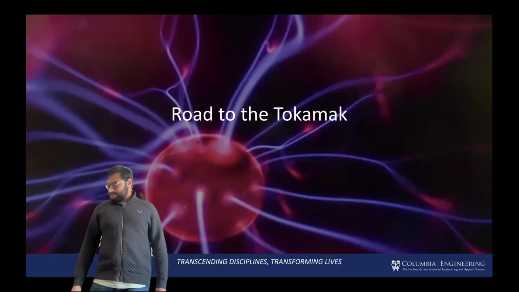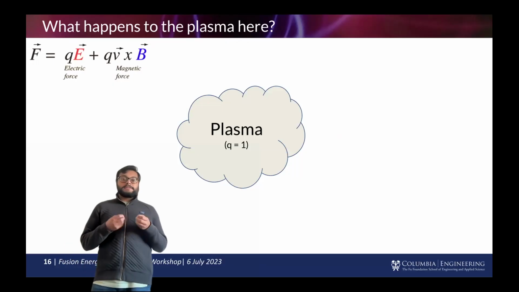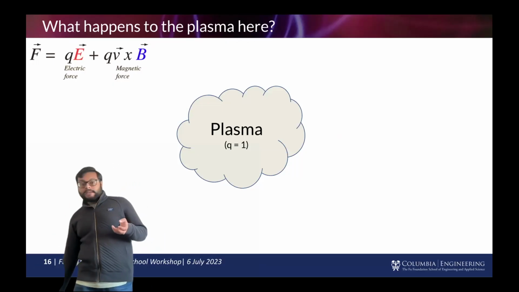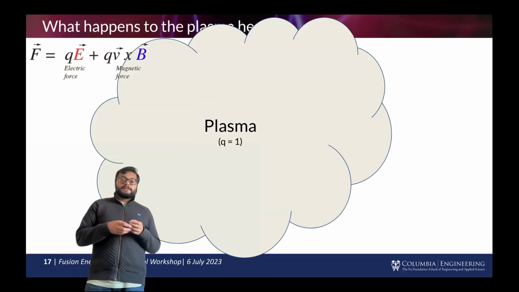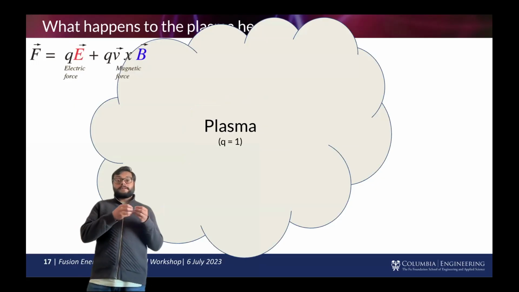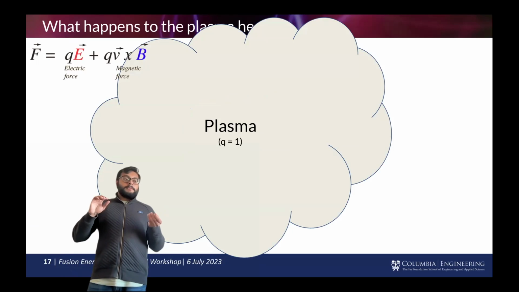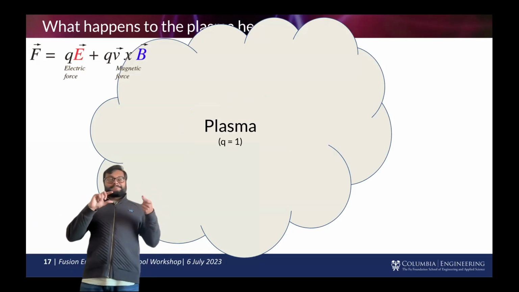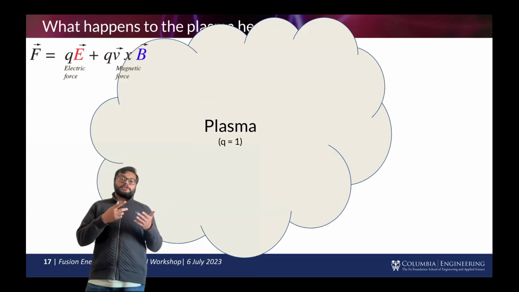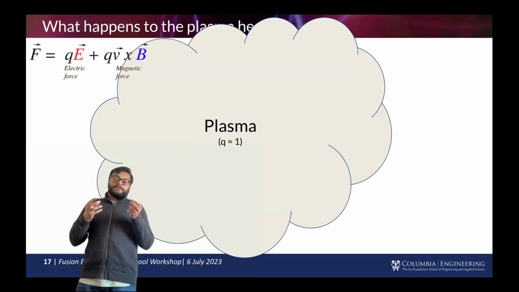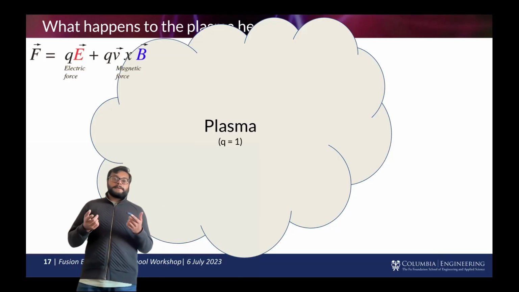So how do we actually get to a tokamak? So we start off with the plasma. As we know, the plasma consists of positive ions and negative electrons. And so they follow the Lorentz force. If you have an electric field, you have a charge that follows the electric field. And if there's a magnetic field, we know that charged particles will feel a force perpendicular to both the magnetic field and the direction of the charged particle. If we look at it in terms of a cross product, you'll see q v cross B. And so the direction of the force is perpendicular to both of them.